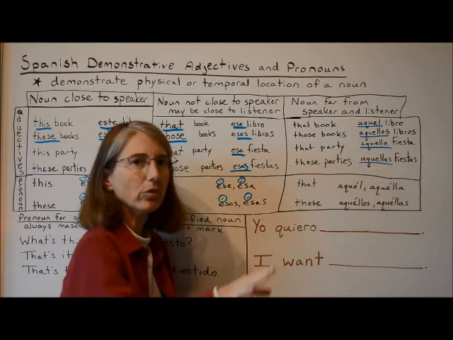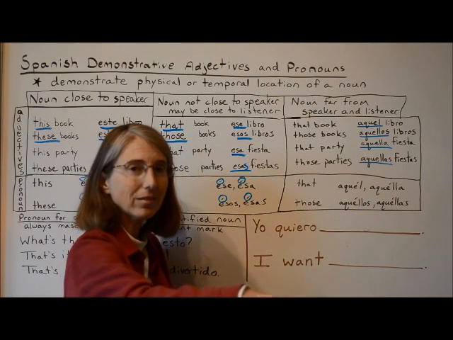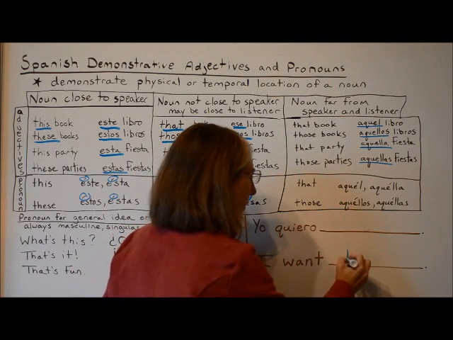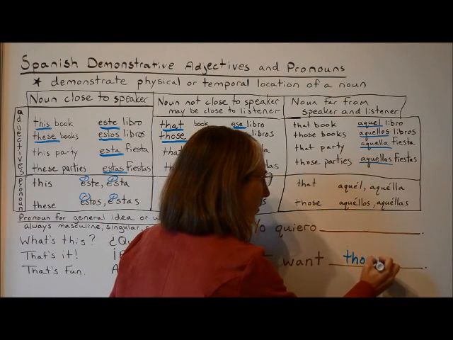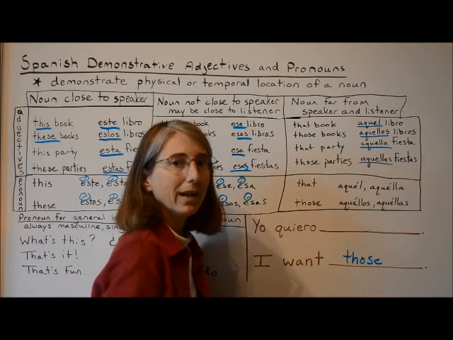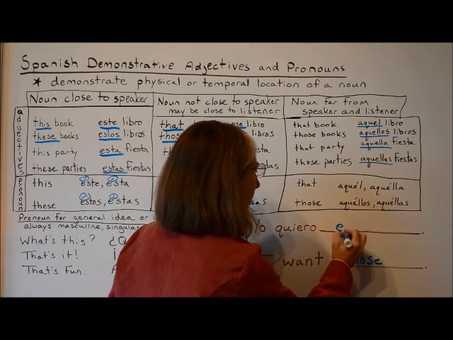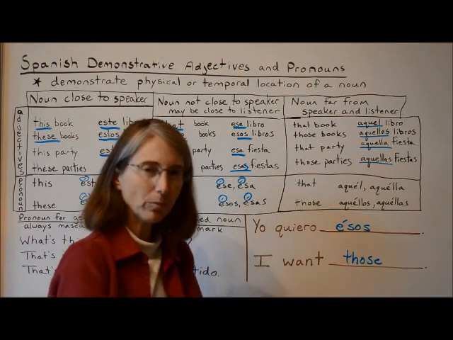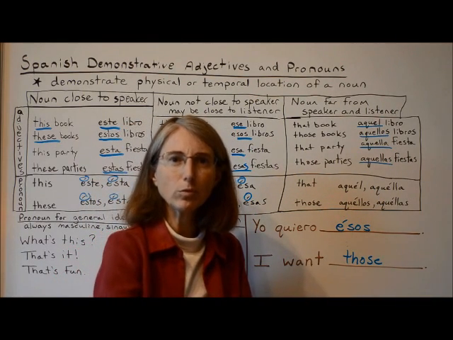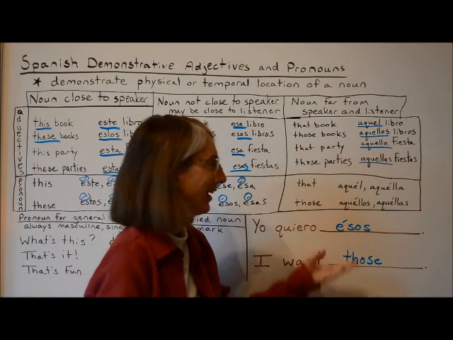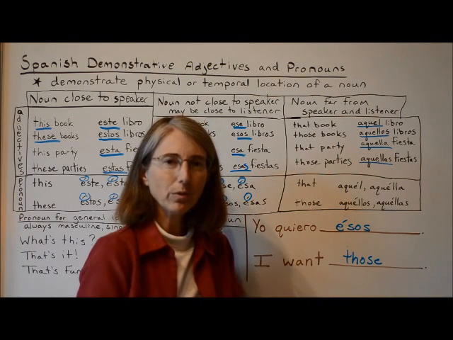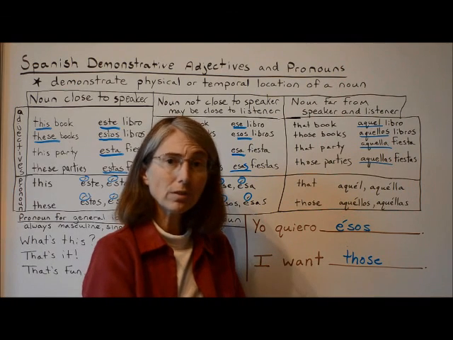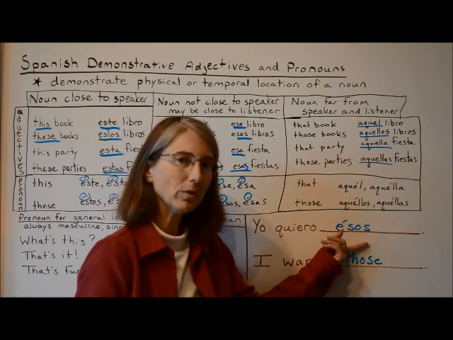Maybe you're talking to a sales clerk and the sales clerk is standing next to some shoes that you want. You say, I want those. Yo quiero esos. I'm talking about I want those shoes. Zapatos is masculine plural, so it would be esos. I want those books. Yo quiero esos. I want those shirts, camisas. We would have to use esas.